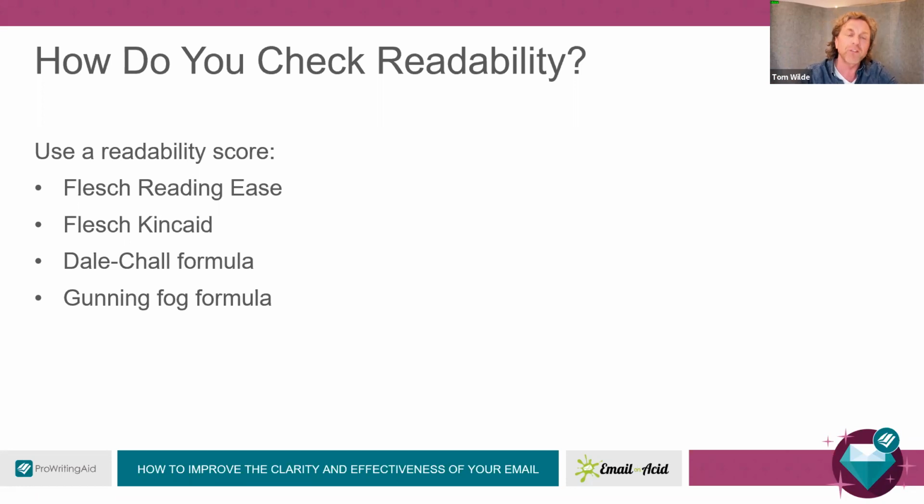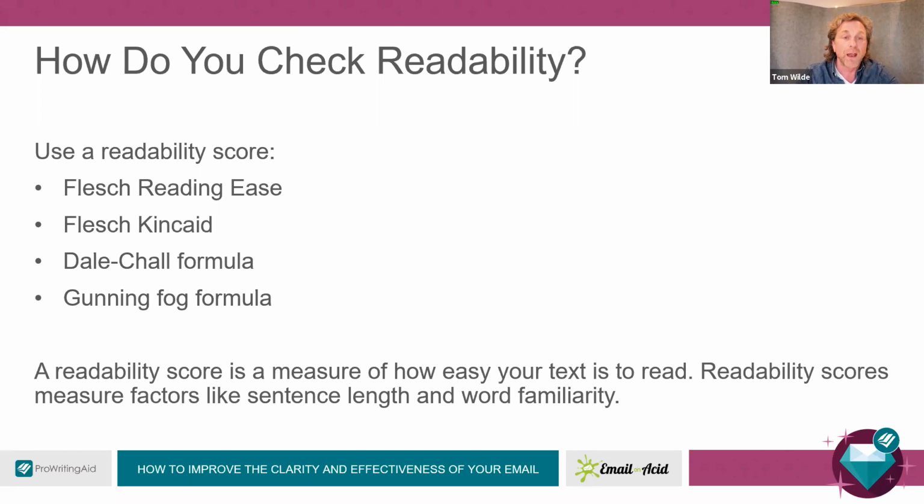It predicts whether your writing will be readily understandable by your reader. It does that by measuring different factors and how easy your text is to read. So it looks at things like sentence length, word familiarity, even average syllable count per word. Okay, how do we improve our readability score?